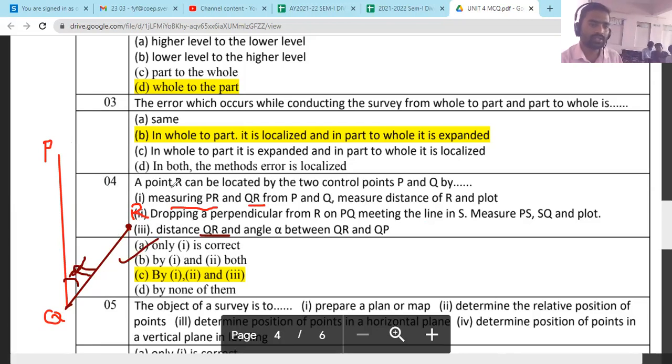Okay. Then what he is saying: a point R can be located by two control points P and Q. So option 1 is also correct. You can locate with option 1, option 2, and option 3. So your answer: all three are correct. Understood? This is your second principle.